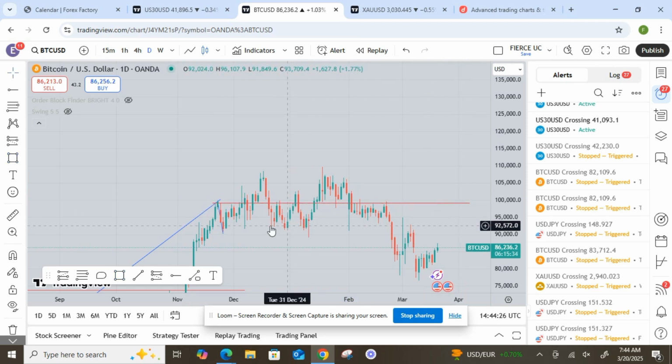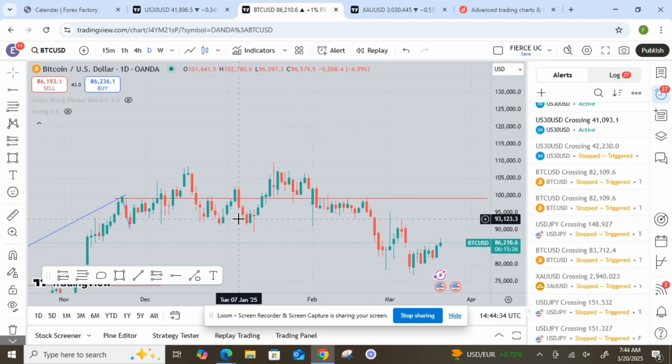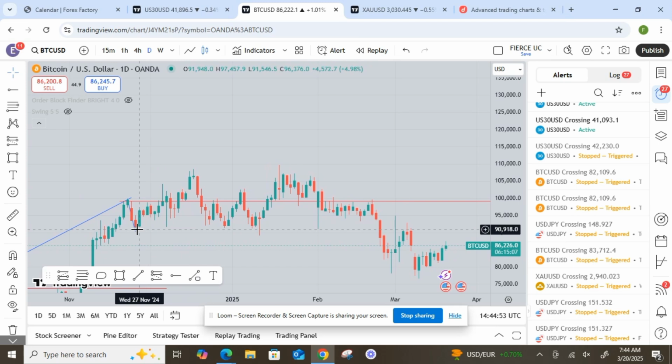And look now. It broke it, right? It broke it. But it did not respect this support zone. Instead, it respected this one here. This is the previous low, right?